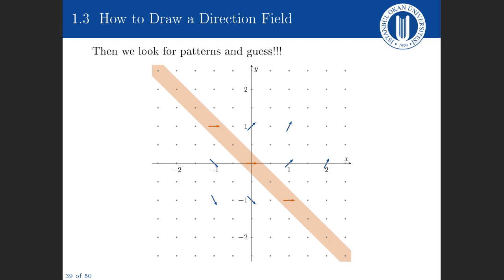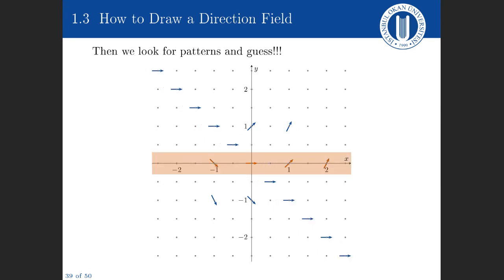So, for example, look along this line. These 3 arrows are all horizontal arrows. The derivative is always 0 at these 3 points. It's reasonable to guess that all of the arrows on this line are the same. So let's make this guess. Let's fill these in. That saves a bit of time.